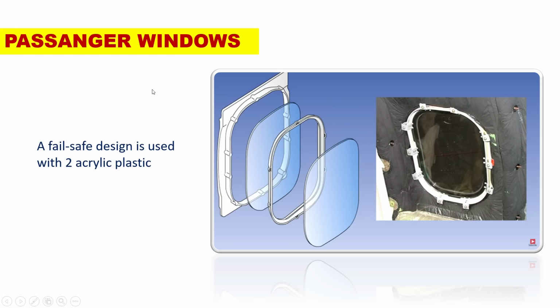We have the passenger window, again, not much, just a fail-safe design. So you have two acrylic plastic. These are your acrylic plastic. So it is again fail-safe. What do you understand from fail-safe? As I explained, even if it failed, it is still safe, right? Even if it failed, it is still safe. So fail-safe design, you have two acrylic plastic. Even if one is broken or damaged, you don't have to panic because there is one more which can equally manage that pressure very easily.